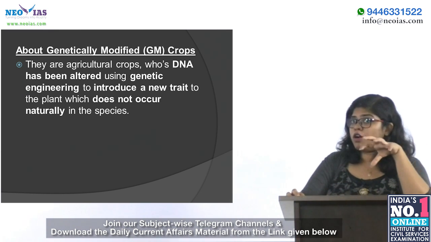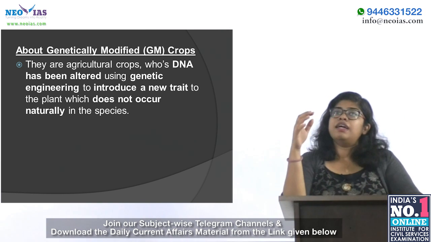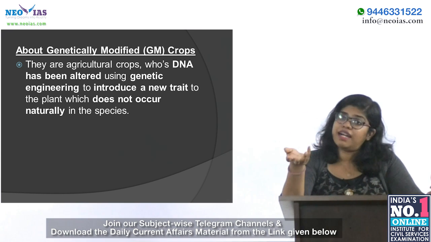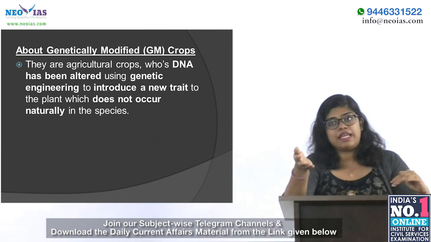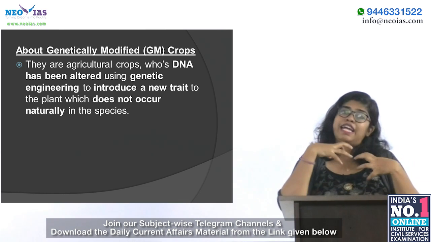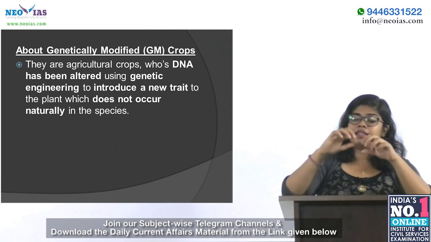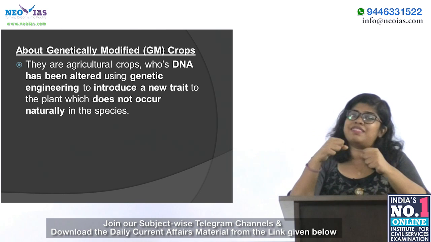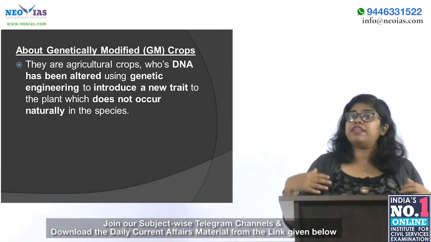So I'll tell you about GM crops. GM crops are basically crops where the DNA of that particular crop variety is altered, genetically engineered, to get a new trait that does not occur naturally. Whatever crop is there, the DNA is sequenced and made into a new crop in order to be resistant to pests, diseases, environmental conditions, or even herbicides.